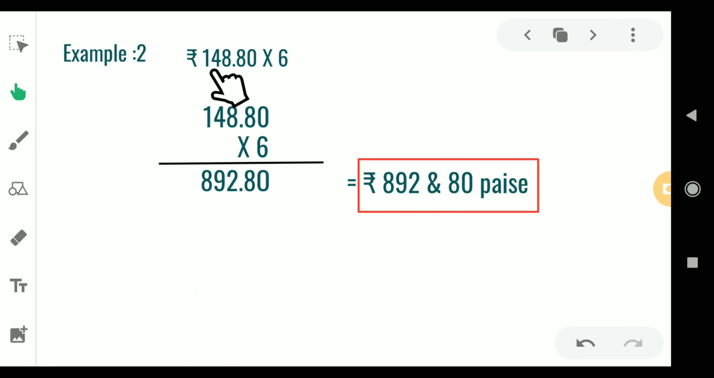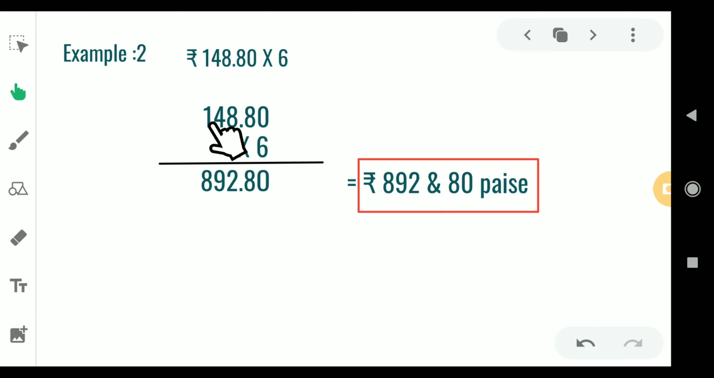So straight away take the value given, that is 148.80 and this is the multiplicand. 6 times 0 will be 0, 6 times 8 will be 48 and we write 8 here and 4 will be carryover. 6 times 8 is 48 plus 4 will be 52. That's why we write 2 here and 5 will be carryover. 6 times 4 will be 24. 24 plus this 5 will be 29 and we write that 9 here and 2 will be carryover, which will be written on top of 1.